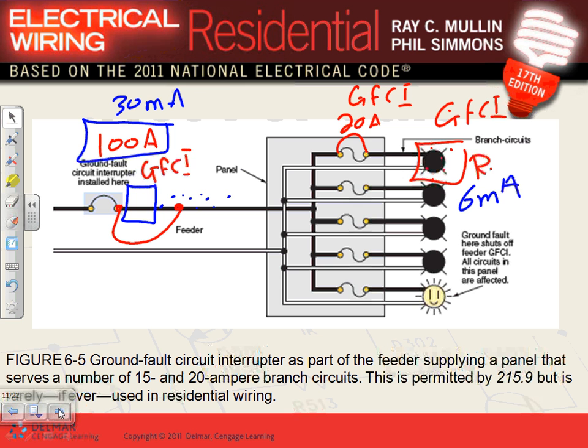Anyway, any question about the ground fault circuit interrupter, guys? You can have a circuit breaker, you can have a receptacle, you can have the main as a ground fault circuit interrupter. Any question?